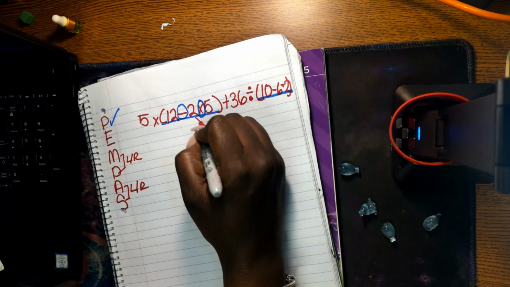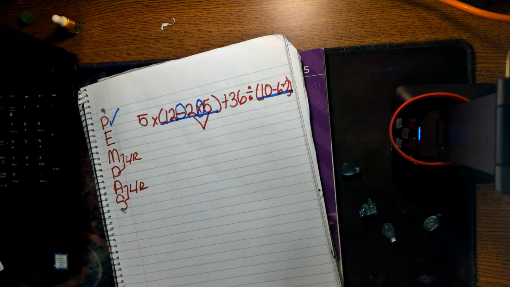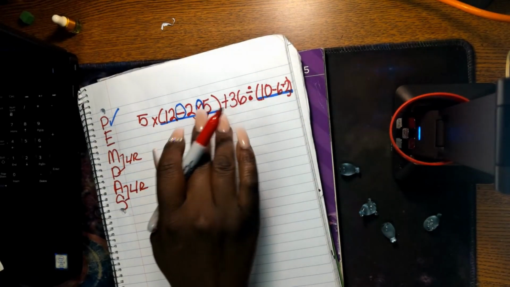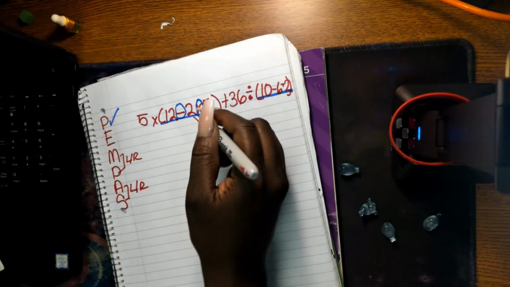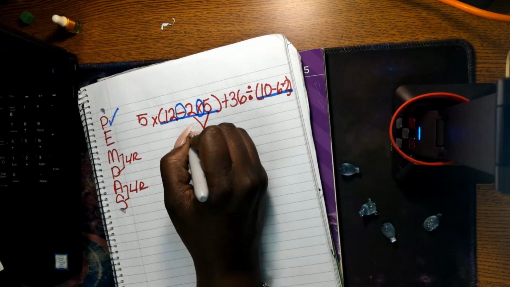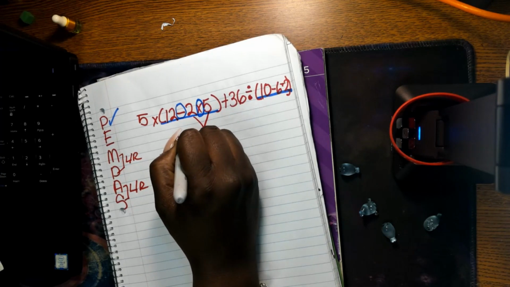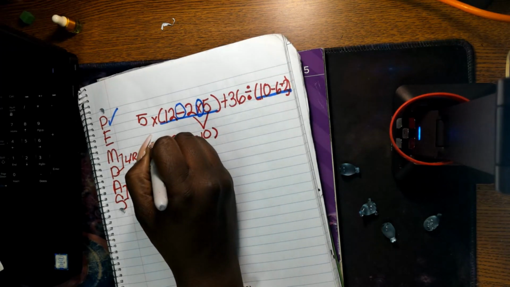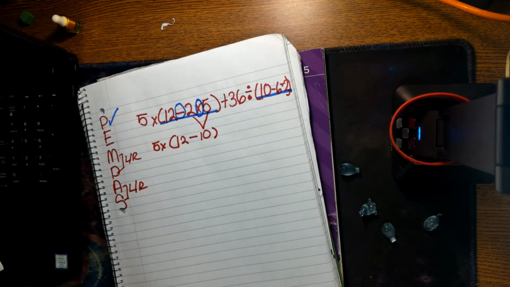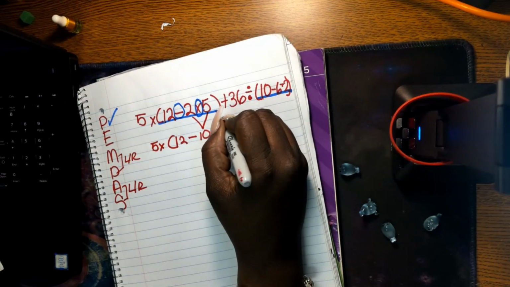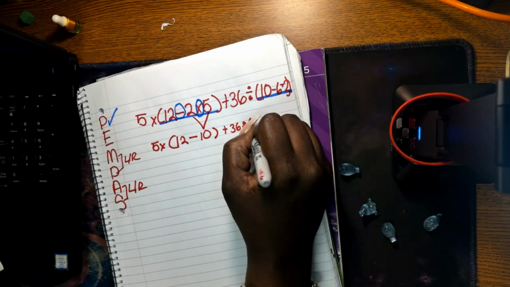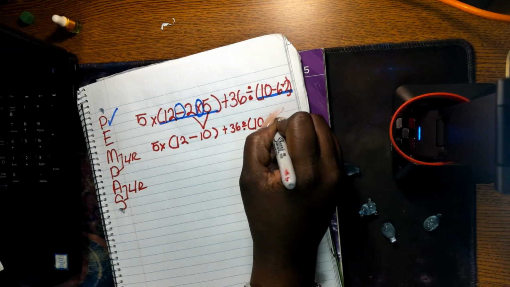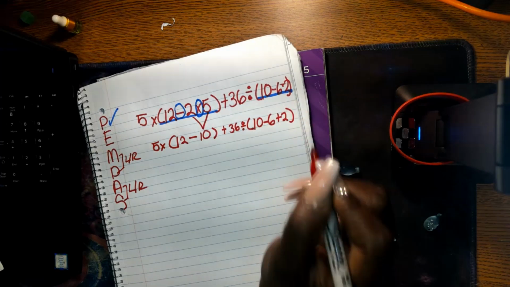So I teach them to write a caret, and then that helps control your work. So 2 times 5 would be 10. And then I tell them to drop everything else down. So I'm dropping this plus 36 divided by 10 minus 6 plus 2. Got a little bit more space to write down.